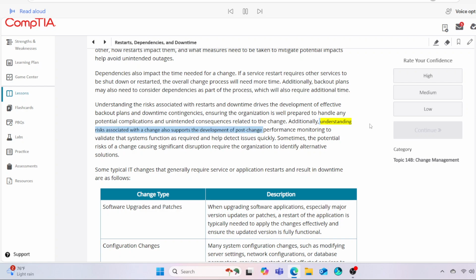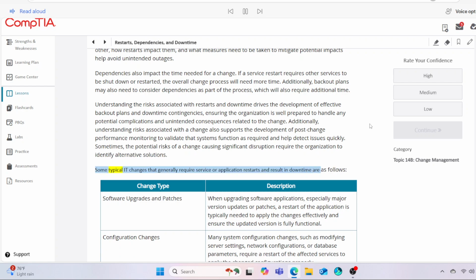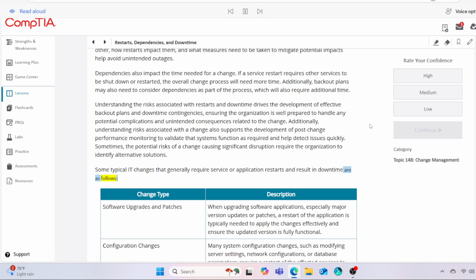Additionally, understanding risks associated with a change also supports the development of post-change performance monitoring to validate that systems function as required and help detect issues quickly. Sometimes, the potential risks of a change causing significant disruption require the organization to identify alternative solutions. Some typical IT changes that generally require service or application restarts and result in downtime are as follows.